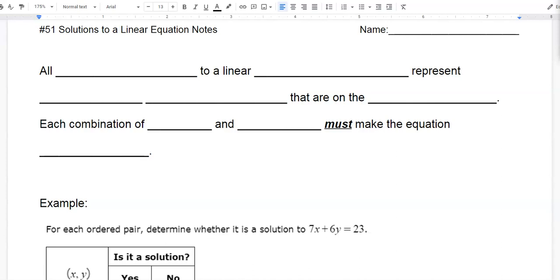Hello, class. Well, today we're going to be talking about solutions to linear equations. After this, you should be able to determine what a solution to a linear equation is.